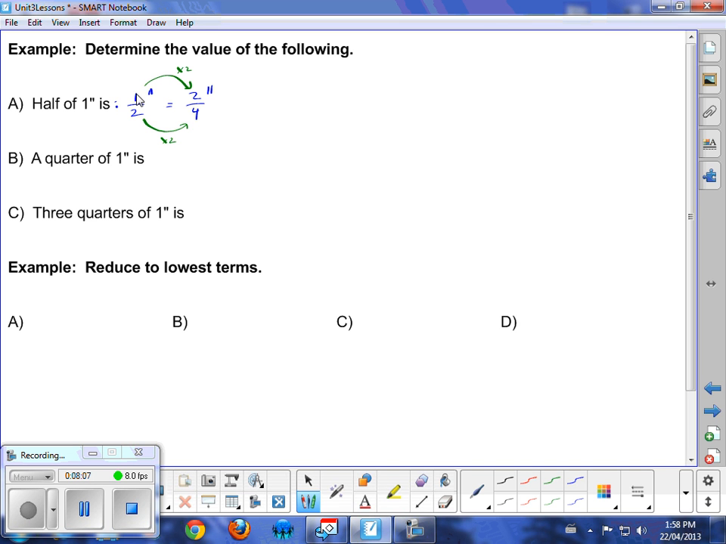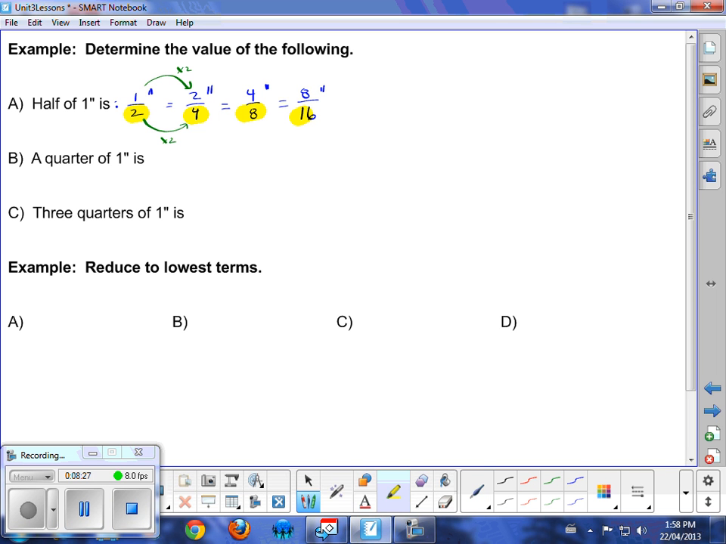So 1/2 inch is the same as 2/4, the same as 4/8, the same as 8/16. We're only going to be working with denominators of 2, 4, 8, and 16, okay? Because those are the only ones that are imperial fractions. Anything else isn't our concern in this unit.